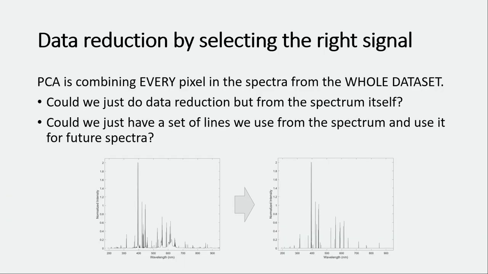The problem with PCA, though, is that every time you want to bring a new individual, you need to redo everything from scratch. And so the idea that we had is, can we just have kind of a filter? Can we have a mask where we say, I just want to use those lines from the spectrum. I don't want a mathematical combination. I just want the lines of the spectrum. And so how do we do that? Well, PCA is still useful for data selection.